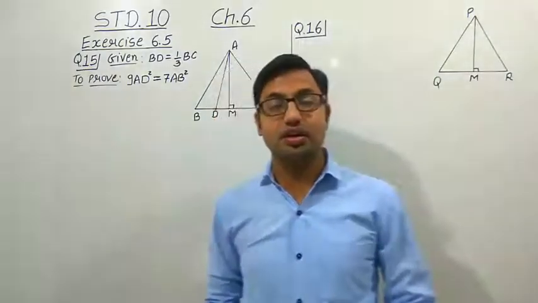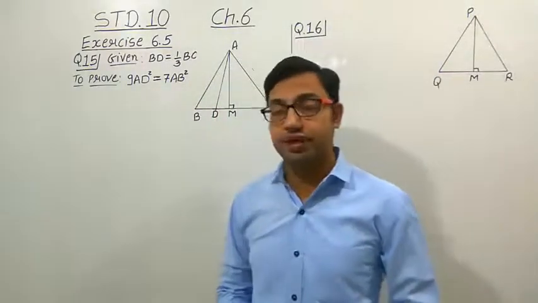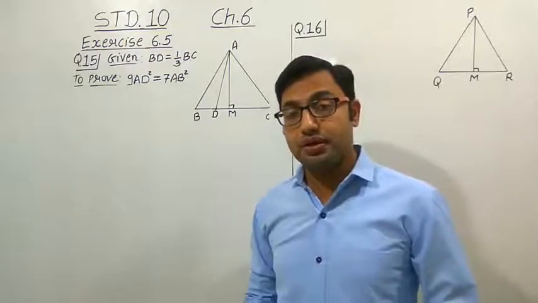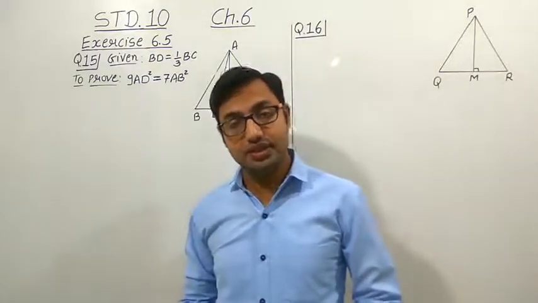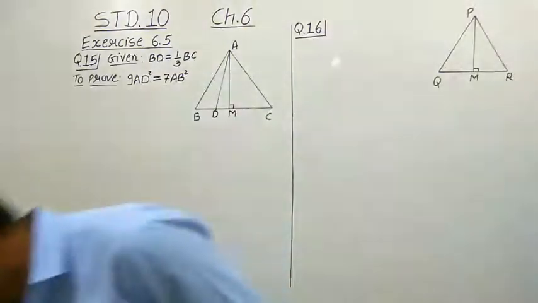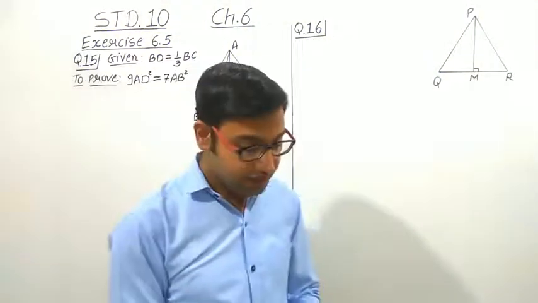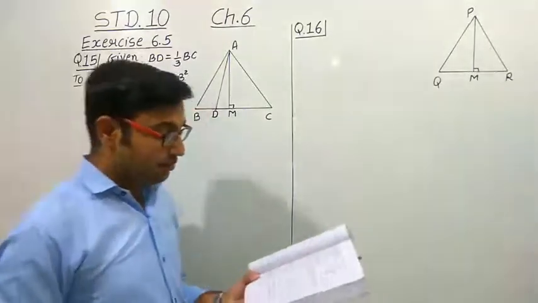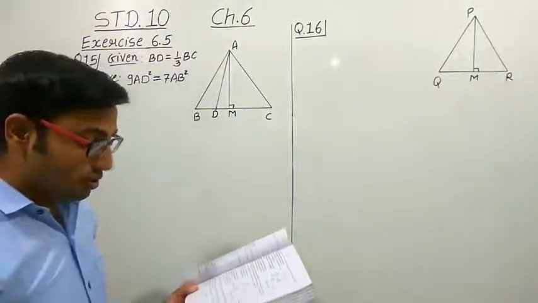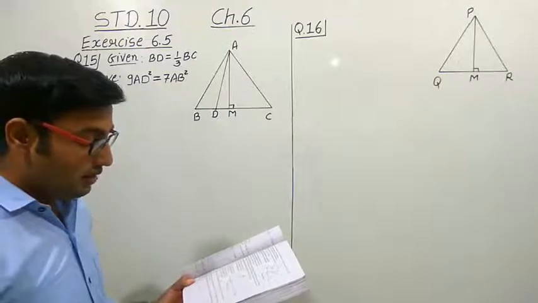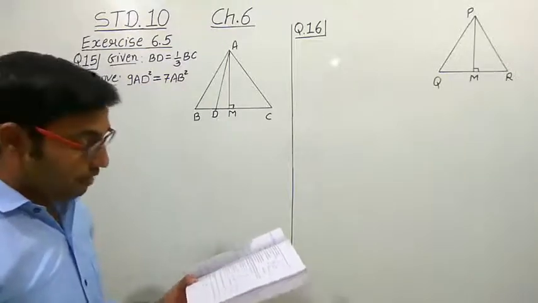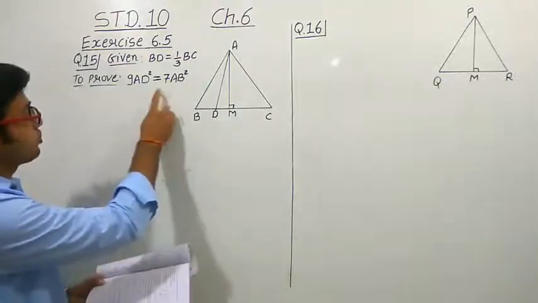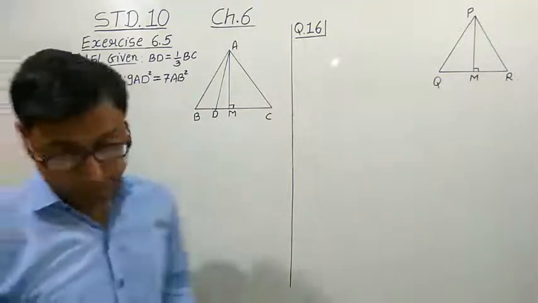Hello students, today we will study the question number 15 of exercise 6.5. This is the topic of standard 10, chapter number 6, triangles. So what is the question? Question is, in an equilateral triangle ABC, D is a point on side BC such that DB is equal to 1/3 BC. Prove that 9AD square is equal to 7AB square.